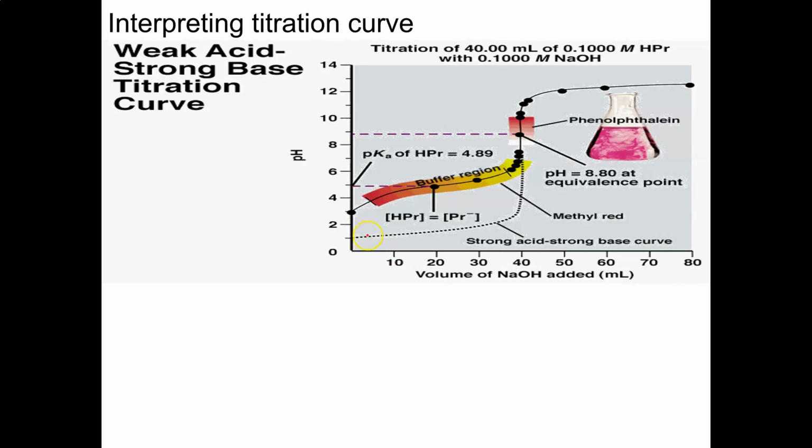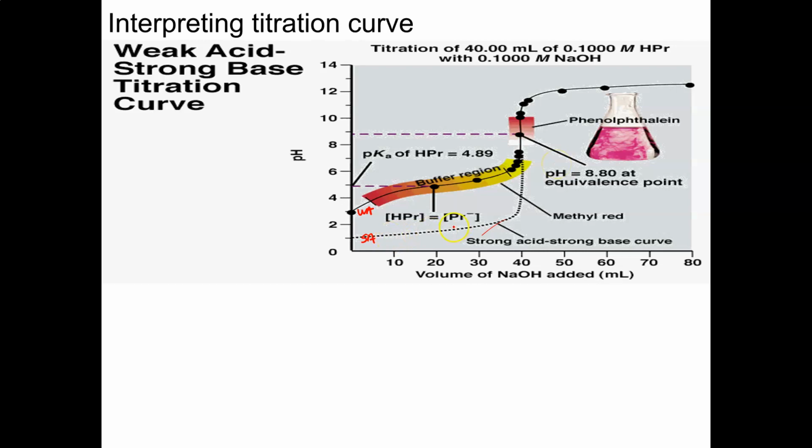First off, this is a strong acid one. The way you can tell it's a strong acid versus a weak acid is the starting pH. If the pH is 1, it's a strong acid. If the pH is above 2, it's a weak acid. So these are two different titration curves, one for strong, one for weak, just so you could be aware of it.